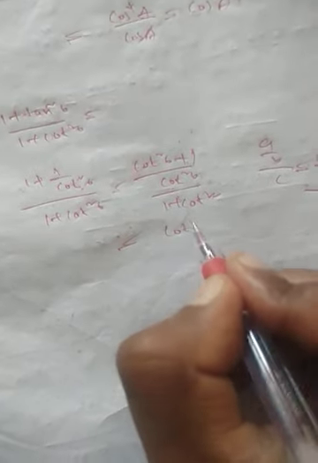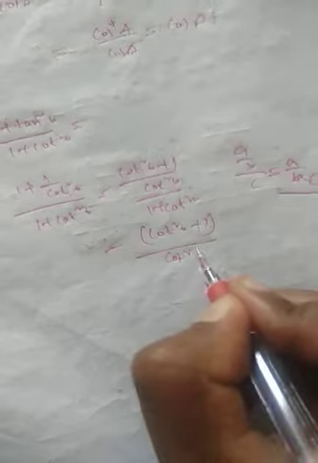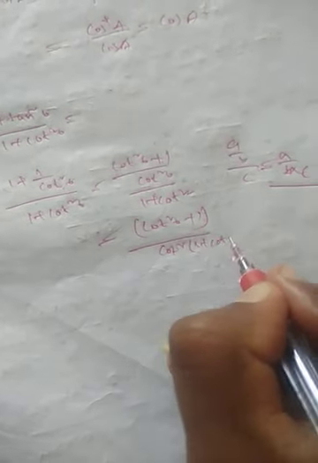If it is like a by b by c, what will we write? A by b into c. Multiply these two. So cot square theta plus 1 by cot square theta into 1 plus cot square theta. Both 1 plus cot square theta will be cancelled. 1 by cot square theta is what? Tan square theta.